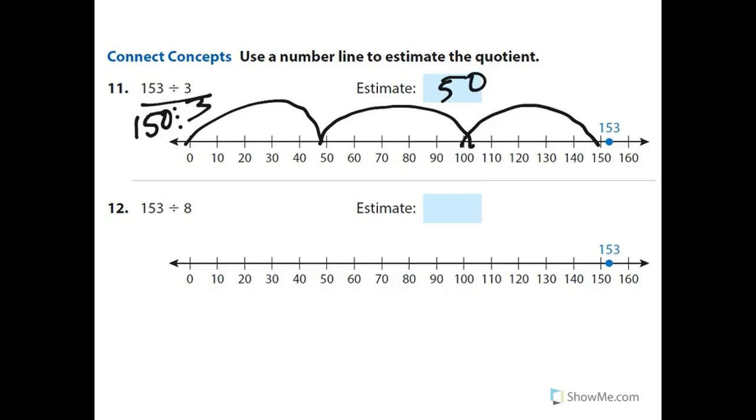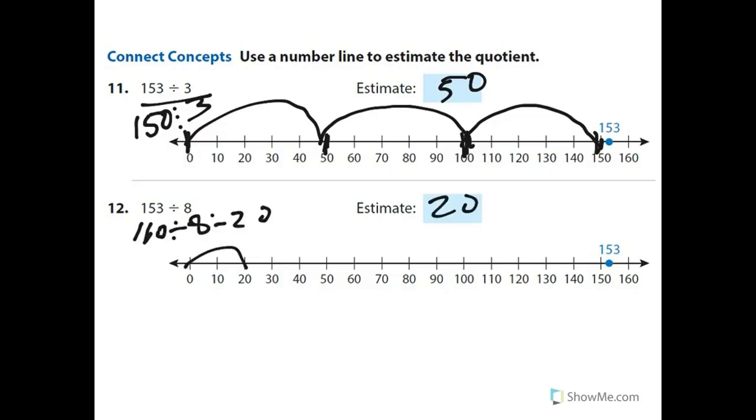Right? Yeah, I can see why you might think the same as me. It's like, why are we doing this? This is asinine. Yeah, there's that word I like. 153 divided by 8, I'm thinking 160 divided by 8, that would be 20. So our estimate is 20.